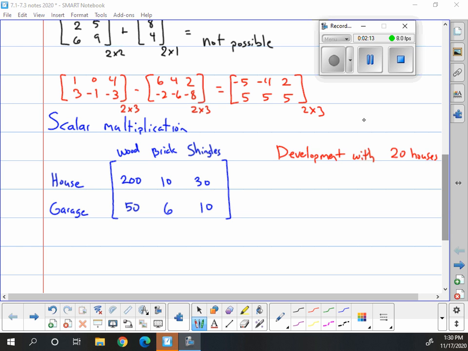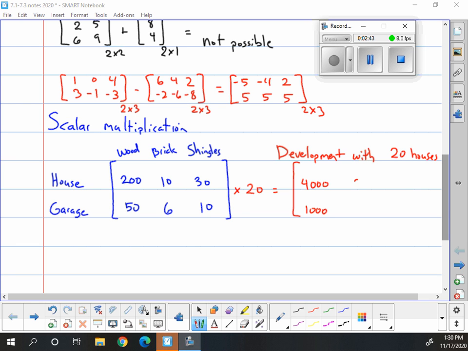What I want to do is I want to take this matrix times 20. Okay, I want 20 of those. And so the way I would do that is I would just take 20 times everything inside. So I would get 4,000 units of wood for the houses, and 20 times 50 would be 1,000 units of wood for the garages.